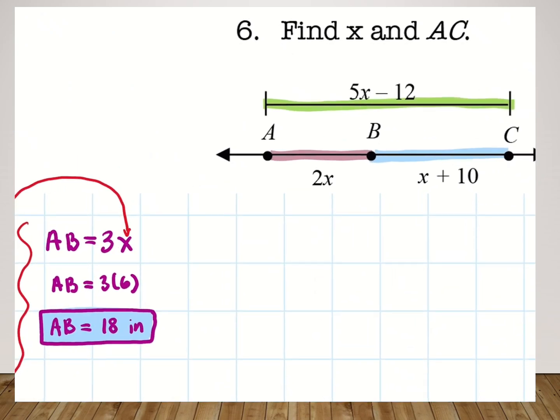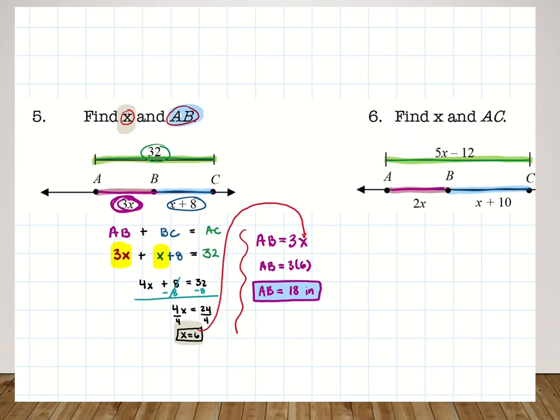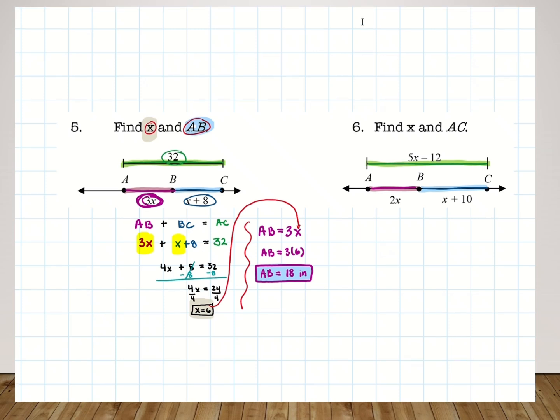If I scroll to the right and see what problem 6 says, it's exactly the same thing. We just have different lengths for these segments here. So we would do the pink plus the blue equals the green. And then we would solve for x and then plug it in to find out what the length of AC is.